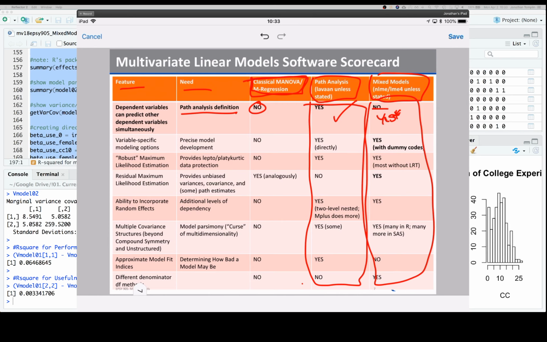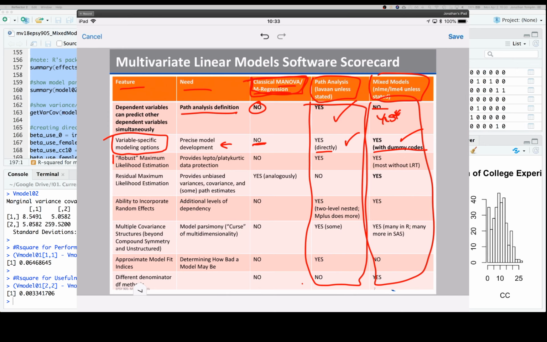The other part we'll talk about is, do we have variable-specific modeling options? This is for precise model development, and the answer is no in the original way of doing things. What do I mean by that? That means that every predictor variable had to predict every outcome in your classical MANOVA or multivariate regression. But that is not a feature we need to do now. So yes, we can do that with both. Lavaan does it directly, which is a little bit easier, and today we're going to see that with dummy codes we can actually do that with mixed models as well.